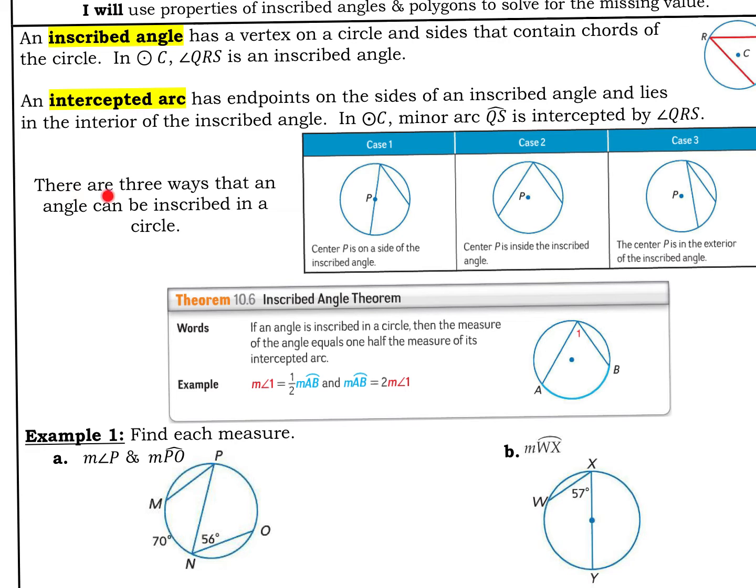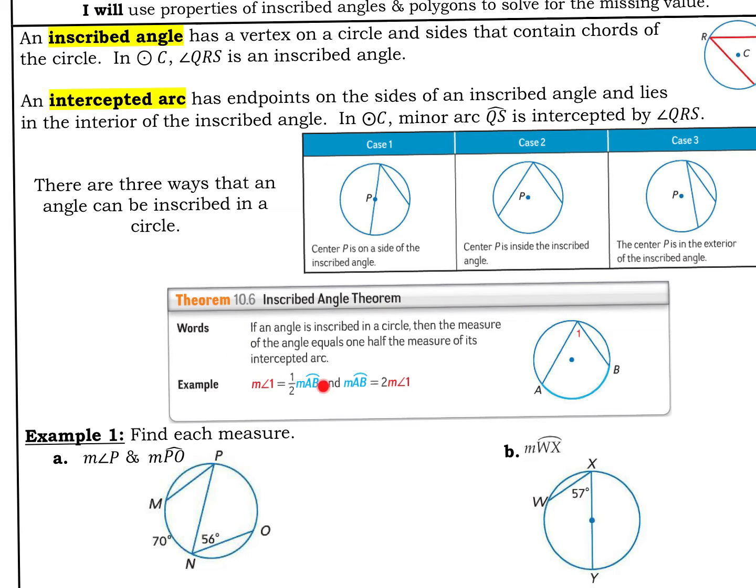Next, it says there are three ways that an angle can be inscribed in a circle. Case 1, center P is on a side of the inscribed angle. So that means this line that goes through center point P is a diameter. In case 2, center point P is on the inside of the inscribed angle. And in case 3, the center point P is in the exterior of the inscribed angle.